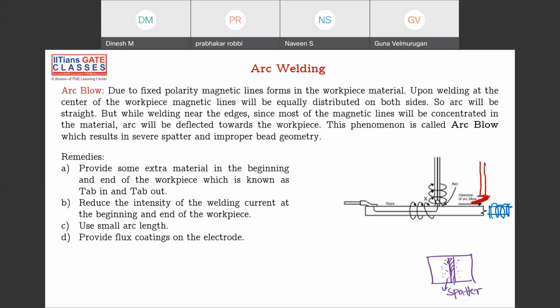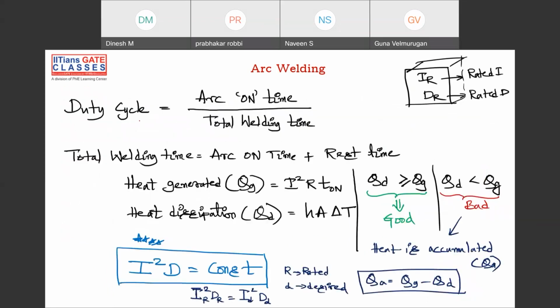Fine. Now I told you already, the duty cycle is given as arc on time by total welding time. Total welding time is nothing but arc on time plus idle time. Right? And the important formula that you have to remember in this case, I'm not going to derive this, is I square D is equal to constant. The derivation is here, but let's not go deeper.